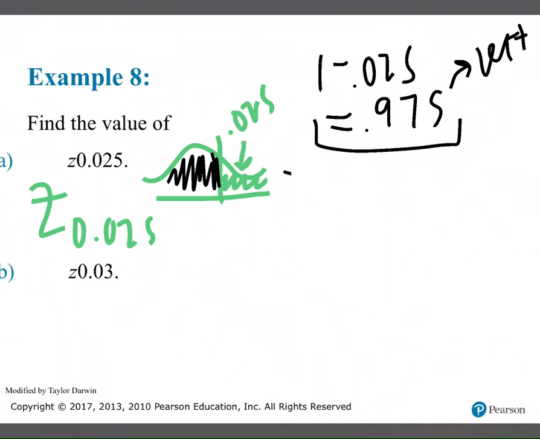So look in your Z-score chart. And you should get something close, hopefully. We're at 1.96.